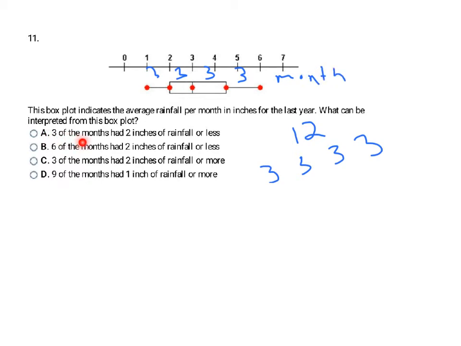So the first 3 months, they got 2 inches. So that's going to make A my answer. Let's go ahead and look at B, C, and D, though, to make sure we're right. 6 months, they had 3 inches of rain, so it wasn't B. And C is saying that for the first 3 months, they had 2 inches of rainfall or more. No, they had 2 inches or less.